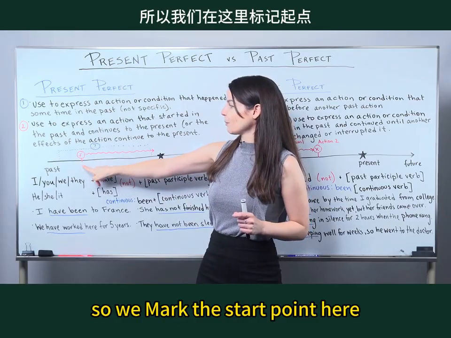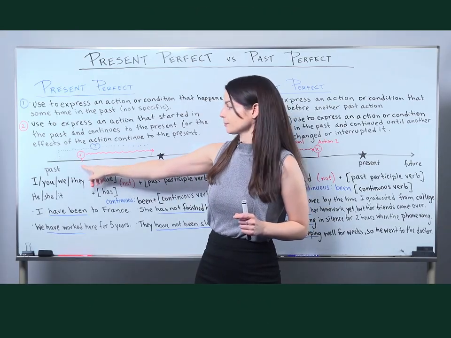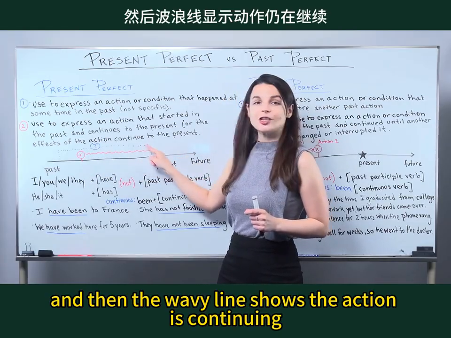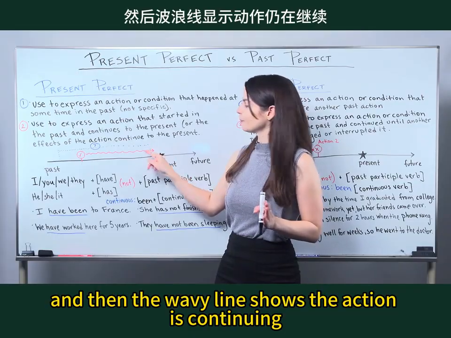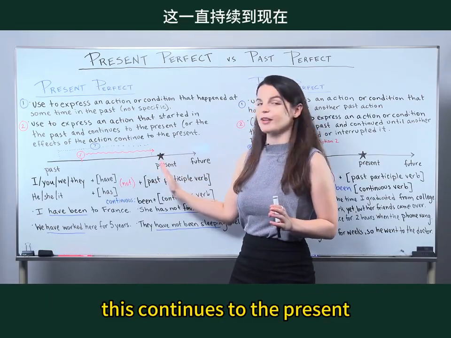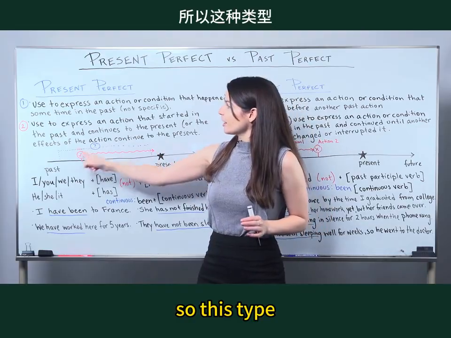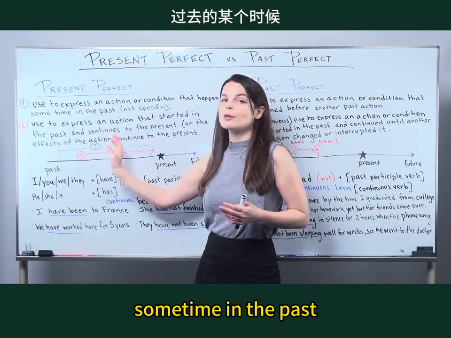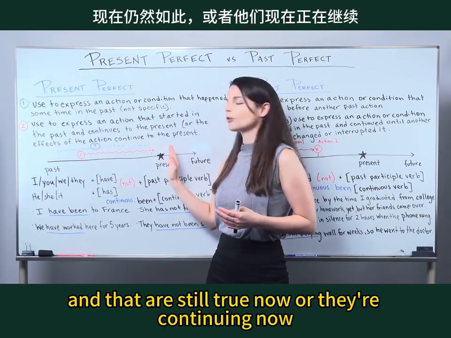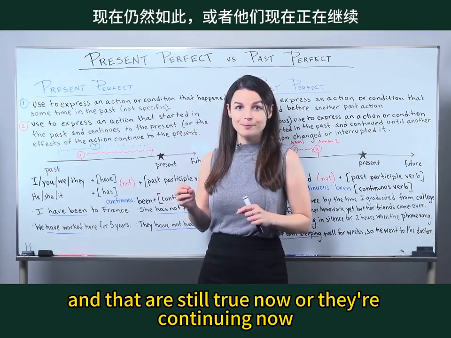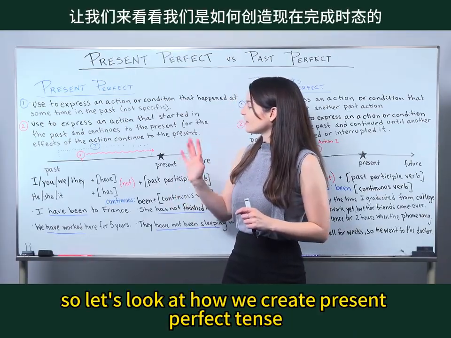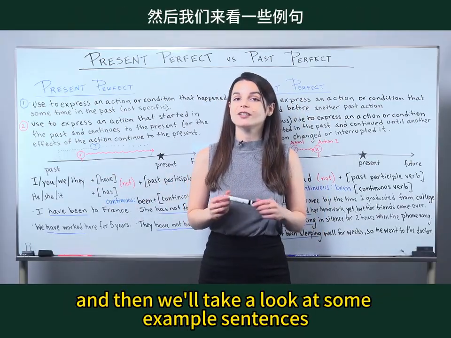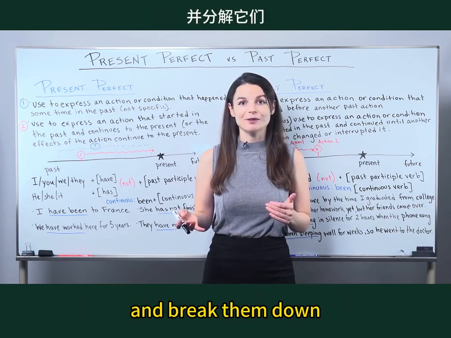So we mark the start point here with this check. And then the wavy line shows the action is continuing. This continues to the present. So this type of present perfect is used to show things that started sometime in the past and that are still true now, or they're continuing now. Okay? So let's look at how we create present perfect tense, and then we'll take a look at some example sentences and break them down.